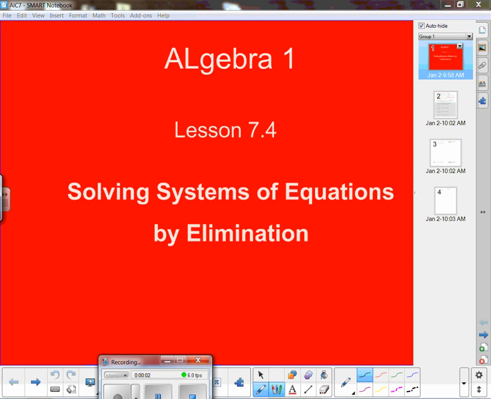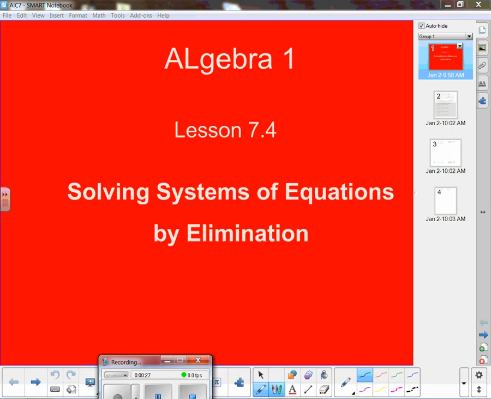This is Algebra 1, Lesson 7.4, Solving Systems of Equations by Elimination. So we're going to use the elimination, also called the addition method. All right, so just by way of review, remember there are 4 ways of solving a system of equations. That's important that you have those thoughts in your mind. When you come across a system, you need to think, okay, which method do I want to use to solve?